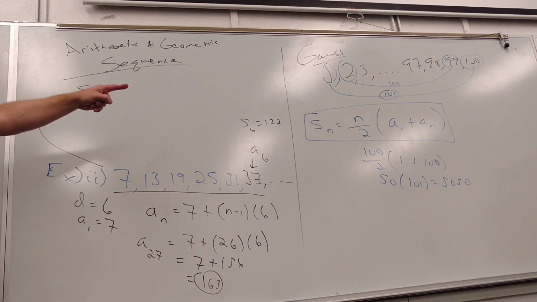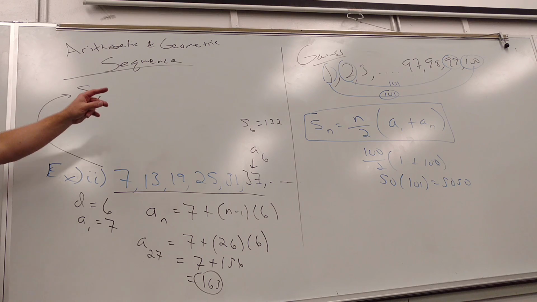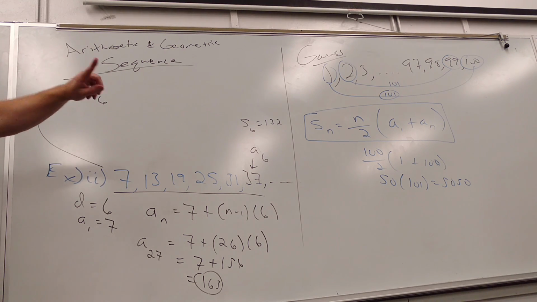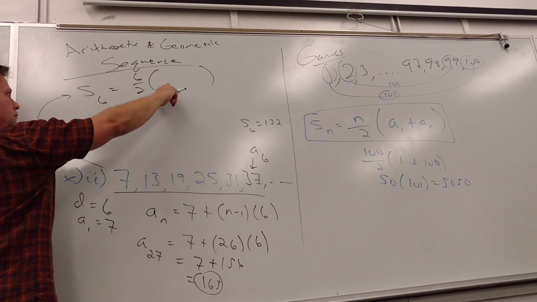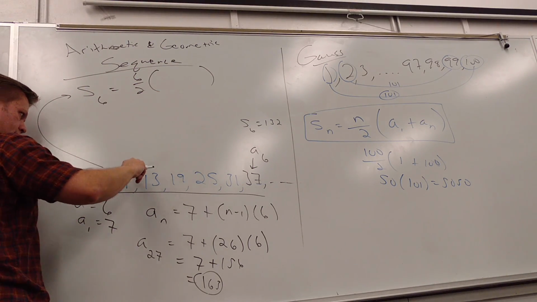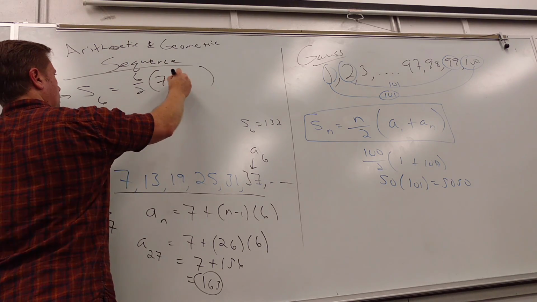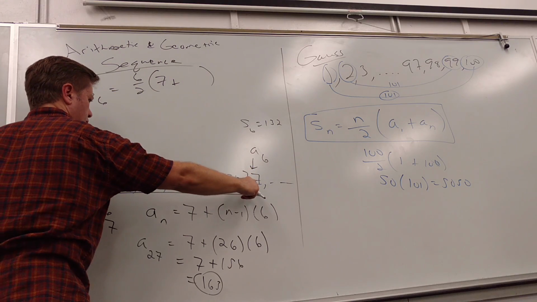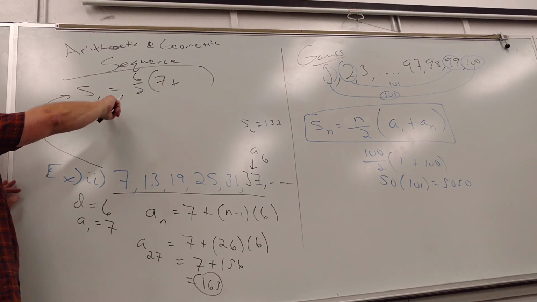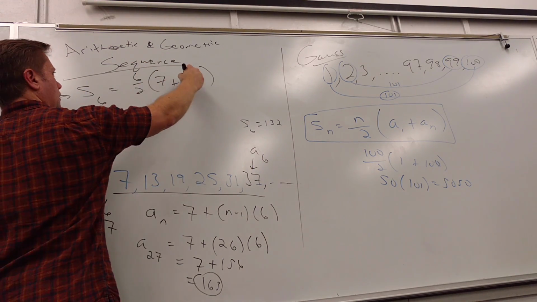Let's see what the formula says. What's N going to be? 6. N is 6. I want the first 6 terms. So N is 6 divided by 2. What's A1? The starting point is 7. And what's AN, the last term? 37, because I only want to go 6 out. So it's the 6th term, really.